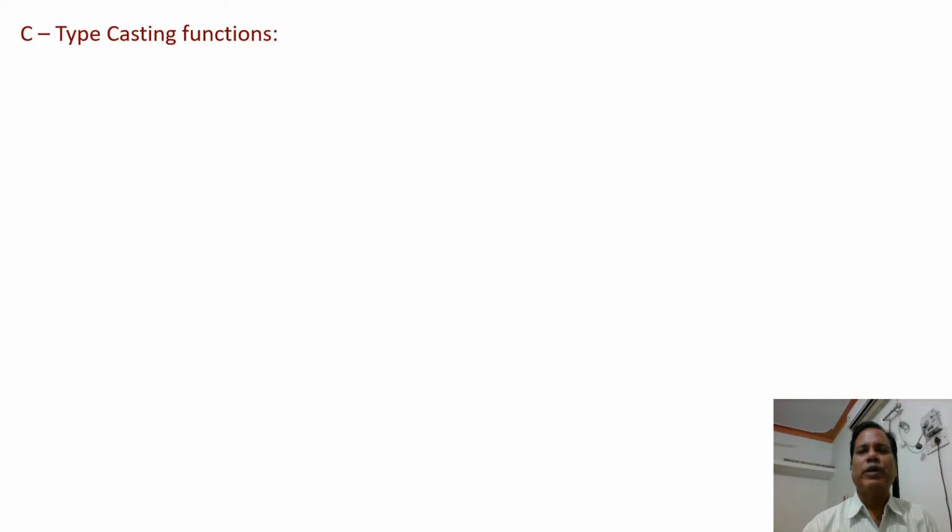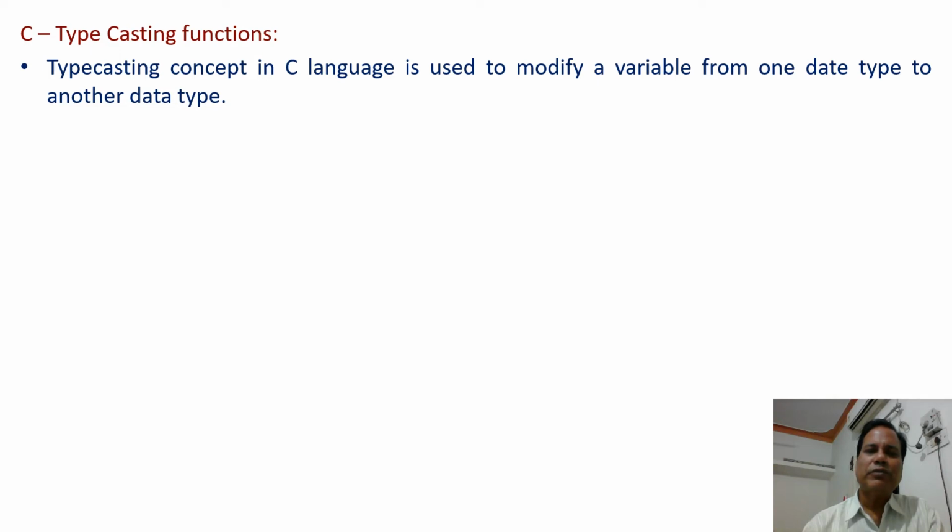But suppose we have to divide integer data by integer data. Many times it doesn't give the result as expected. For example, if we divide 10 by 4, we get integer division as 2, whereas the expected output is 2.5. This problem can be solved by the type casting function provided in C. So first we will see what the C type casting function is.